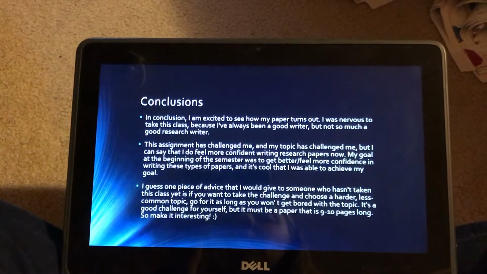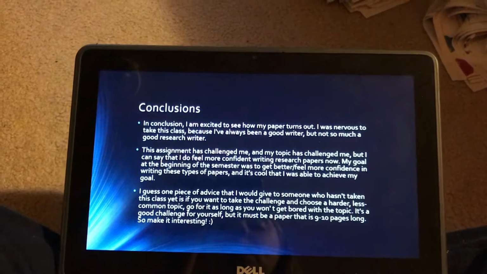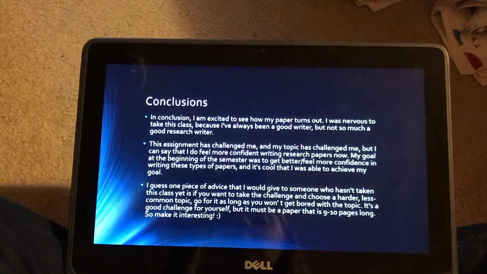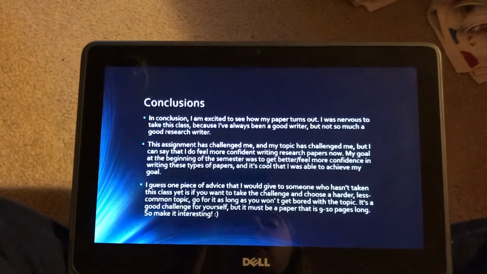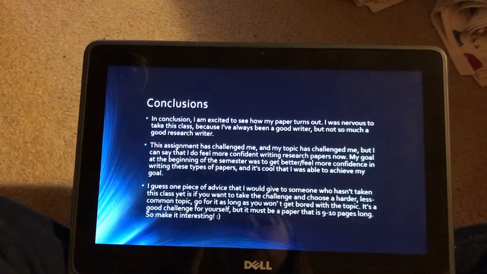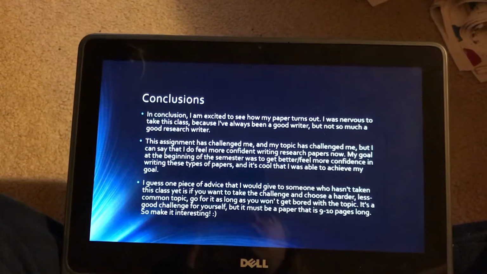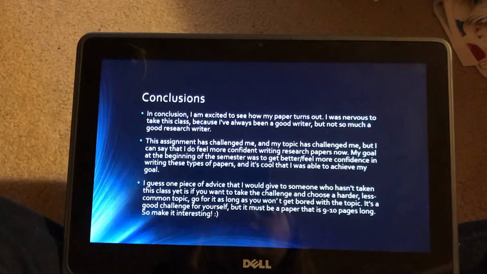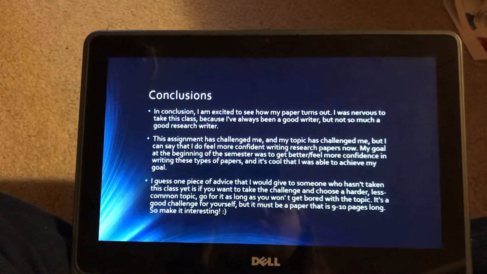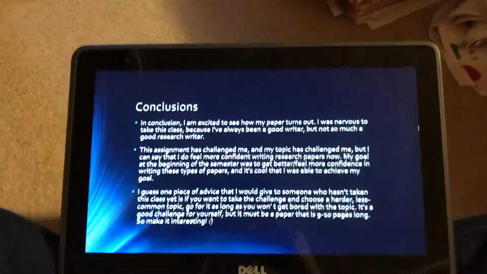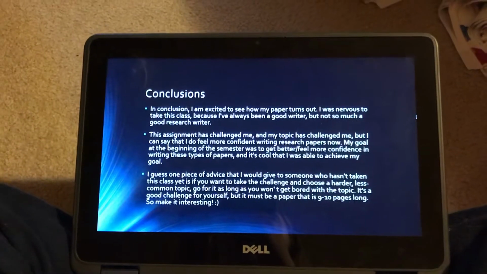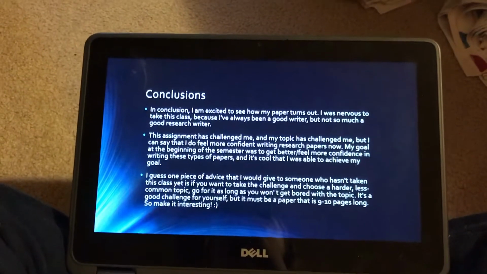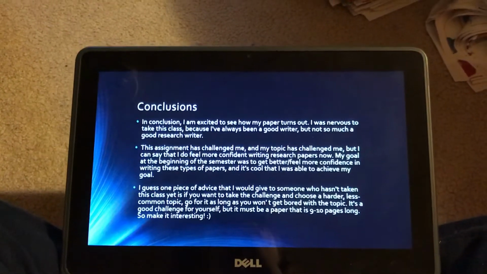So, in conclusion, I am excited to see how my paper turns out. I was nervous to take this class because I have always been a pretty good writer, but I haven't always been a good research writer. And this assignment definitely challenged me, and the topic challenged me, but I do now feel more confident in writing these types of papers.